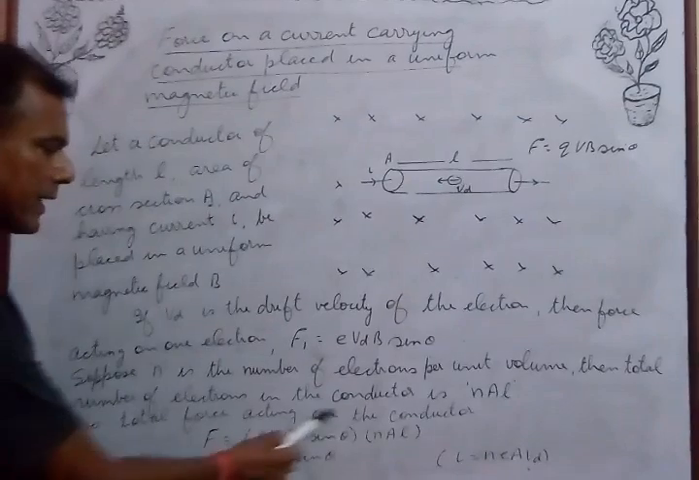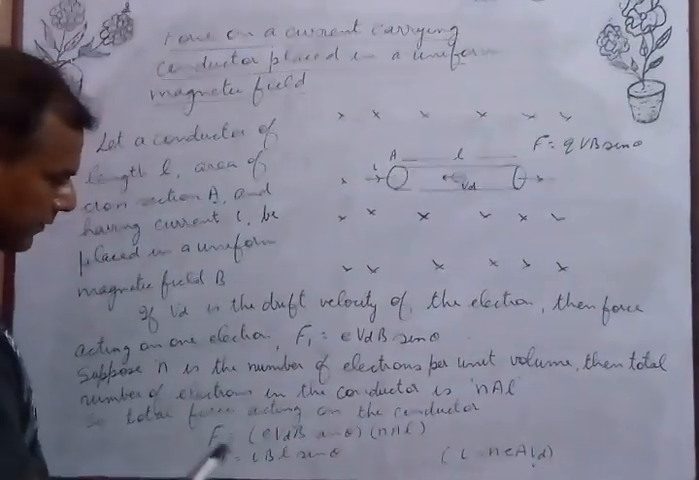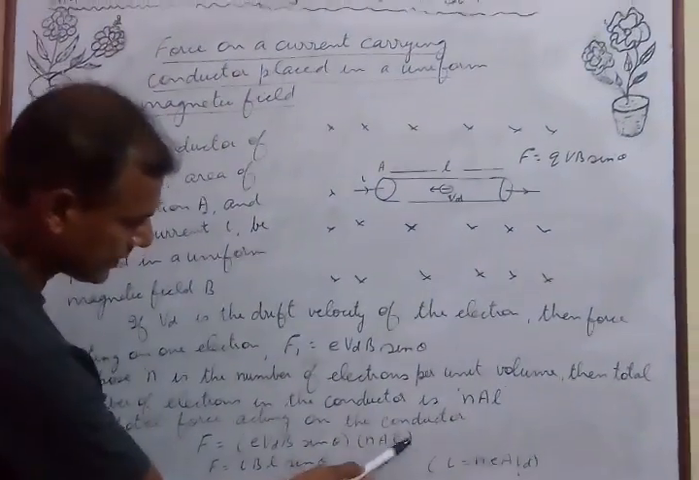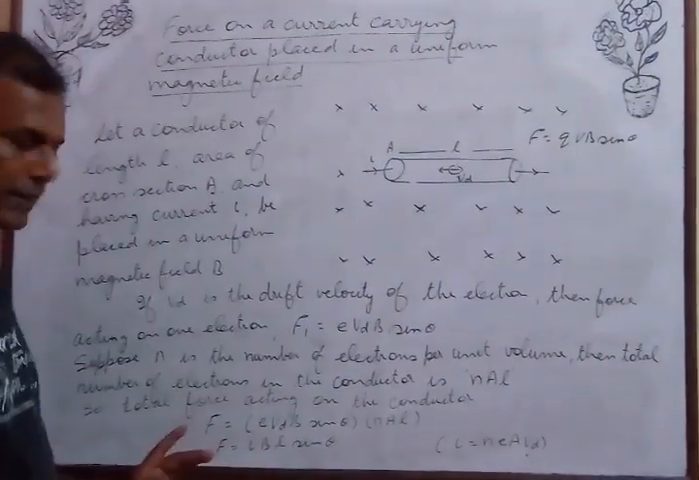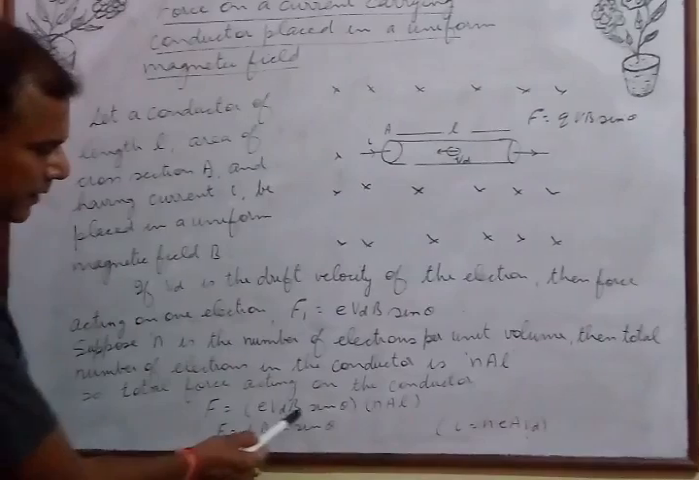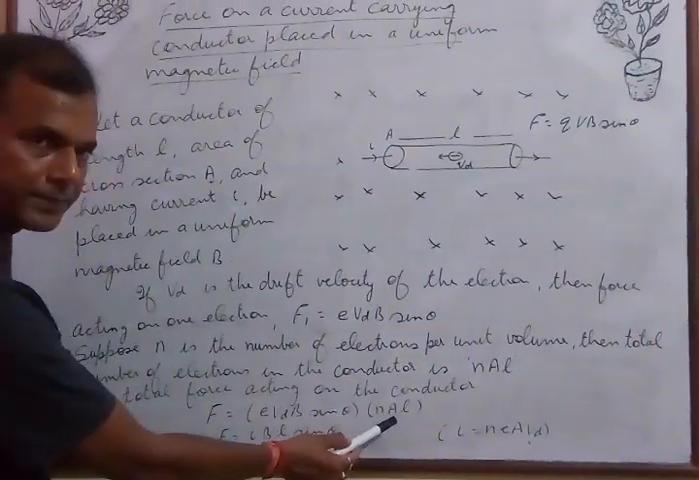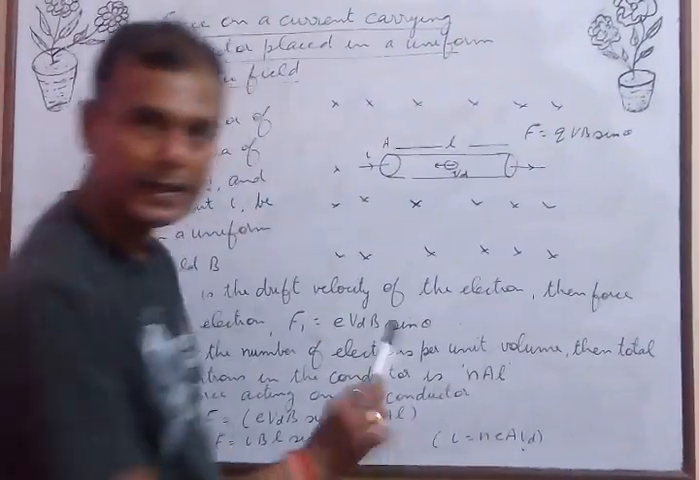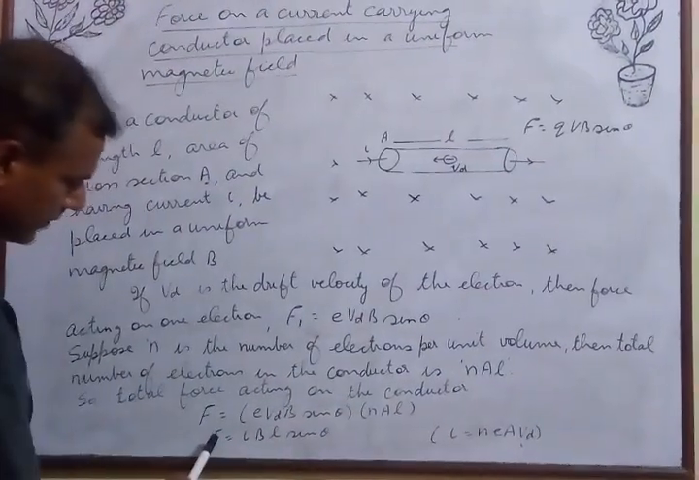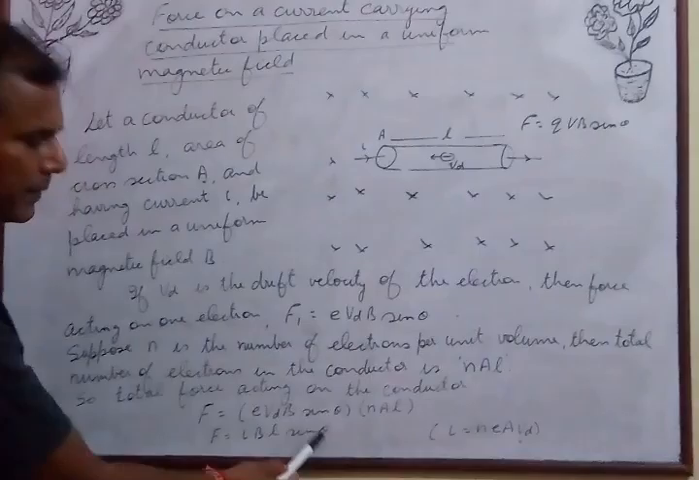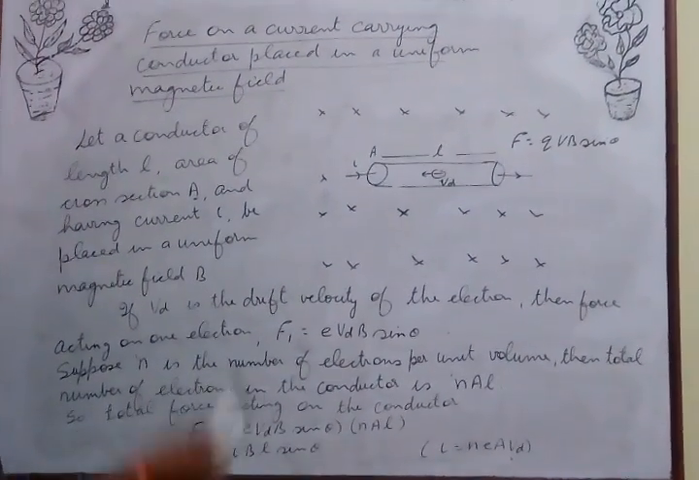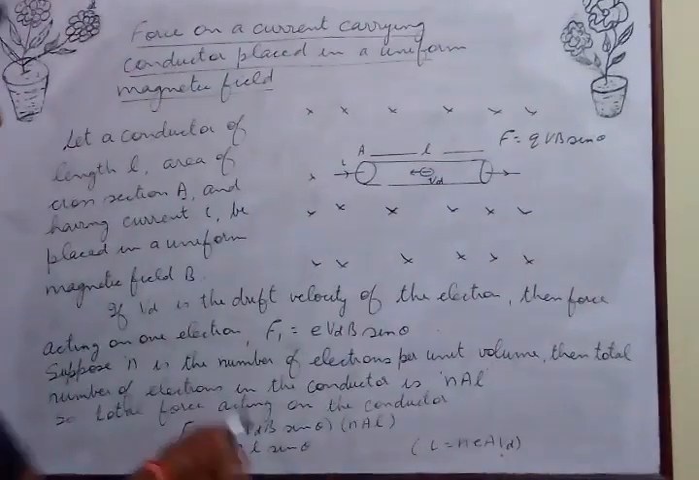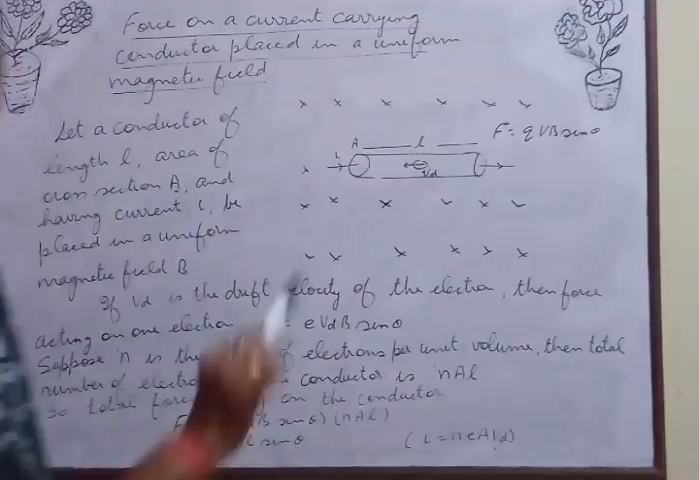So the total force acting on the conductor is F, equal to the force acting on one electron times nAL, the total number of electrons. So F is e Vd B sin theta into nAL. Now neAVd is the current I. Replacing this, the formula becomes F equals I B L sin theta. So this is the formula for the force acting on a current carrying conductor when it is placed in a uniform magnetic field B.